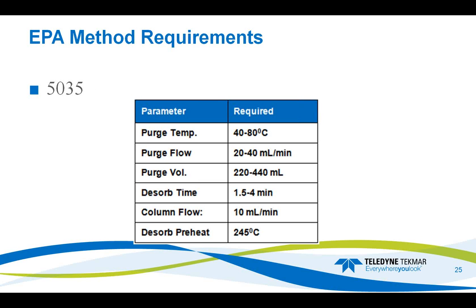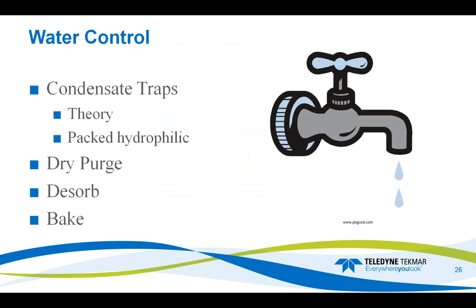And then finally with 5035, this is the in-vial soil purge. We have a little more freedom, both in purge temperature, our purge flow rate, so we can choose our total volume of purge gas, and our desorb time. So again, some things we can play with to help handle water in our systems. So how do we put all this together? Well, when it comes to water control, we have four main areas that we can handle water and that we can work to minimize it.